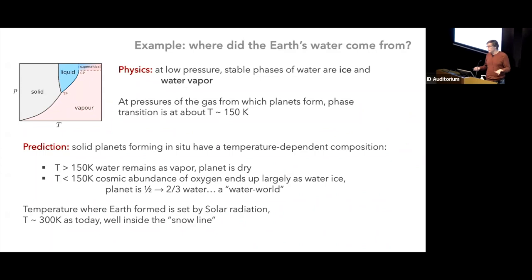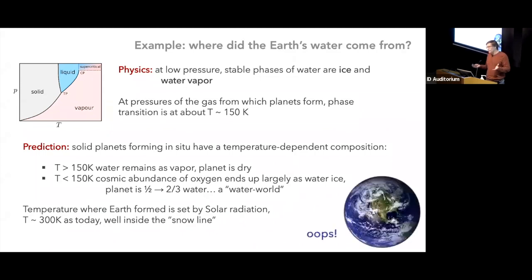So the prediction would obviously be that the Earth should be dry, and obviously that is not the case. The most basic thing we know about the Earth is that it's covered with water. So this is an immediate failure of a very simple theoretical prediction.